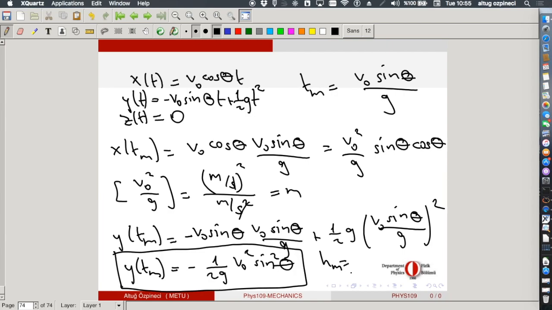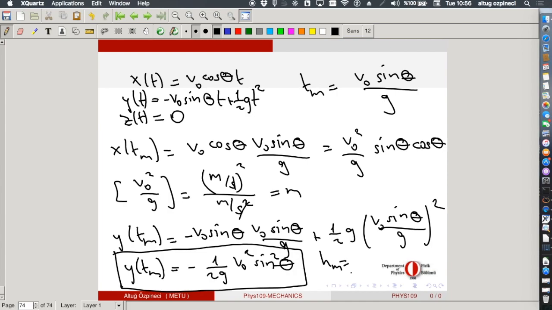What do you mean by height? You don't mean the y component. When I throw this chalk, what was its maximum height approximately? Let's say 3 meters. Or minus 3 meters? The height is always positive. It's this distance. It's a distance.